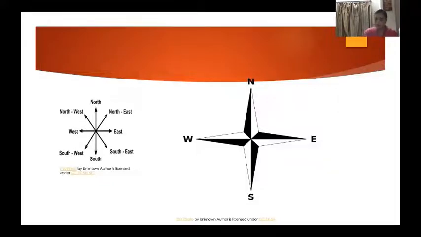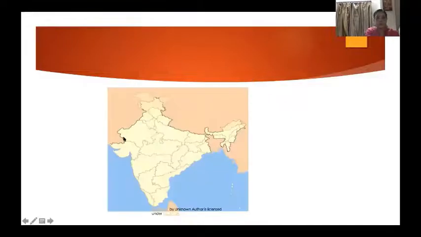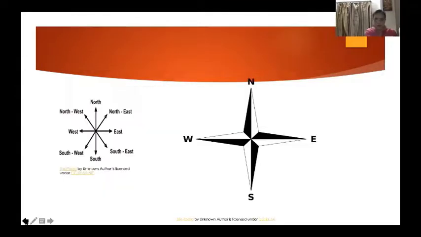On a map, the top shows the north, the bottom is south, east is on the right, and west lies on the left. North, south, east, west. Well, children, these directions help us to locate different places on a map easily.